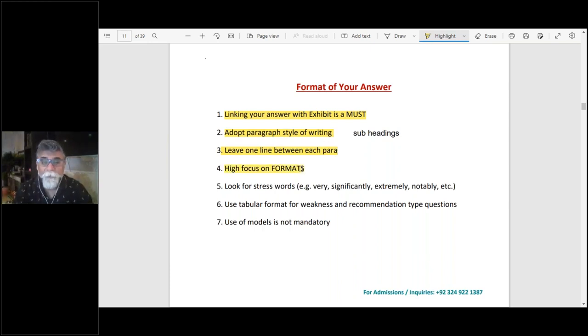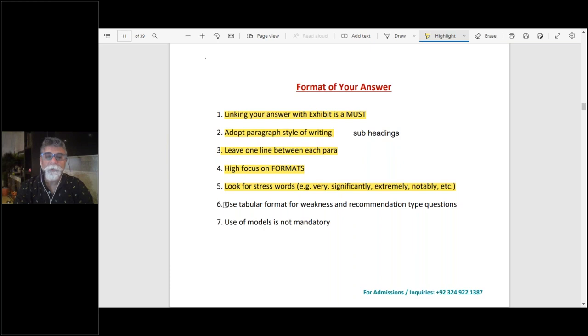High focus on formats. Look for stress words in your exhibits. What are stress words? Very, significantly, extremely, notably. These are stress words. So if you come across any stress word in your exhibit, try to use that particular sentence or information in your answer.